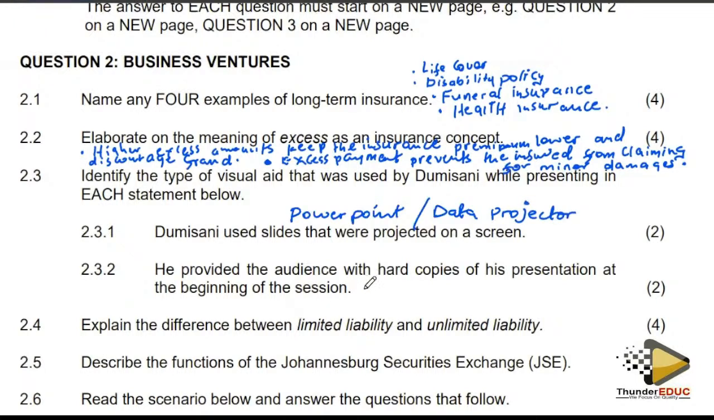Then the second one, we have he provided the audience with hard copies of his presentation at the beginning of the session. So it means that he was giving them a handout, or flyers, or brochure.